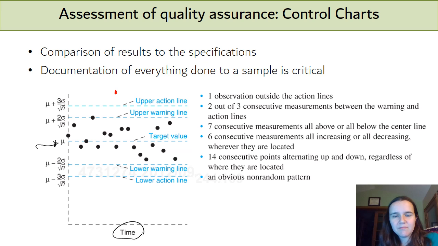If you've got 2 out of 3 different measurements between the warning and action lines, so kind of up in that zone there, that's a problem. If things are systematically drifting, all above or below, all increasing or decreasing, alternating many, many times, or anything else that's not random, then you've got a problem and need to stop.